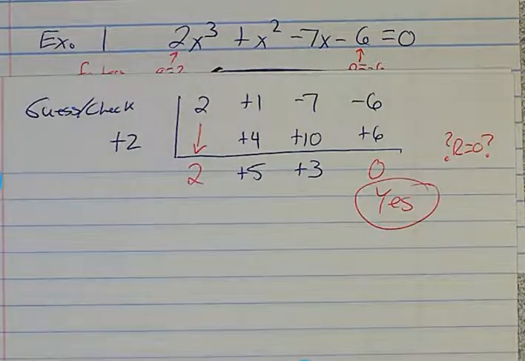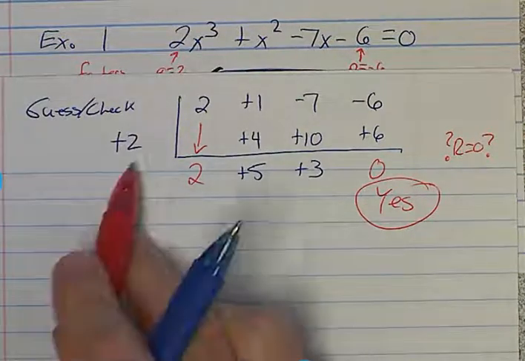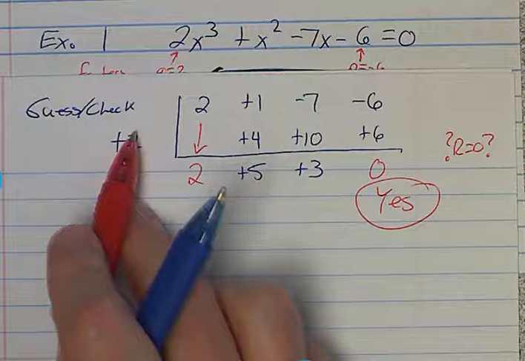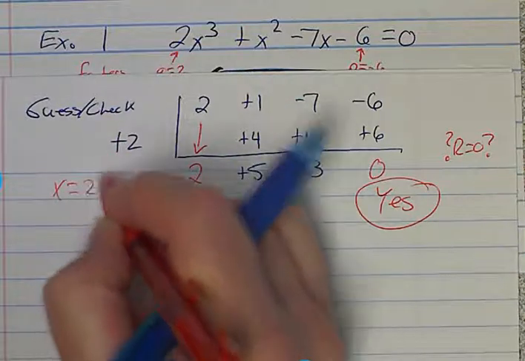So if that's your remainder 0, we got lucky. Took a good guess. We've got the number we're looking for. So here's the first solution. Now, the good thing is, whatever number you plug in, that is a solution. So x equals 2 is one solution.